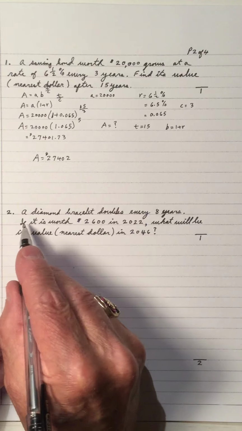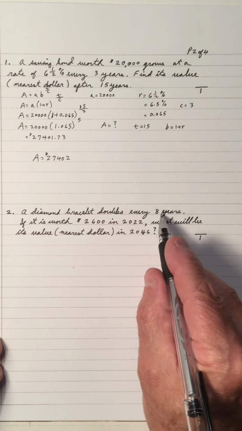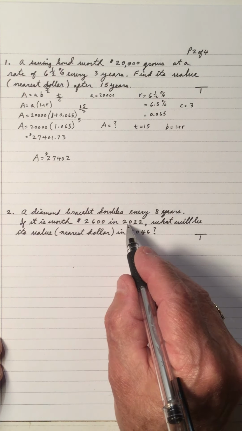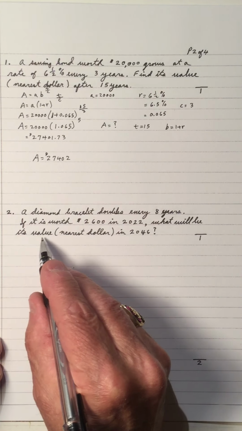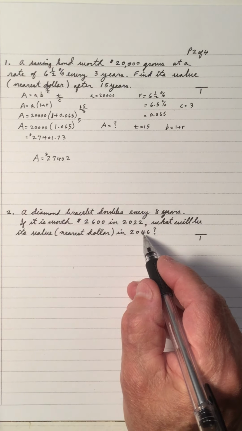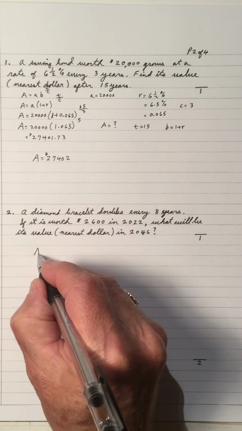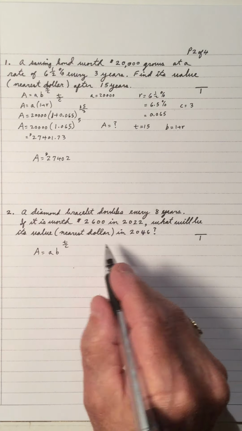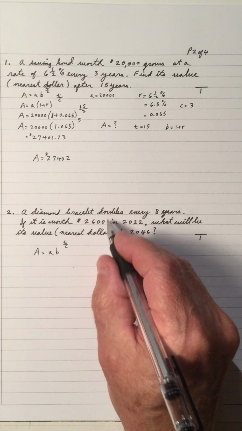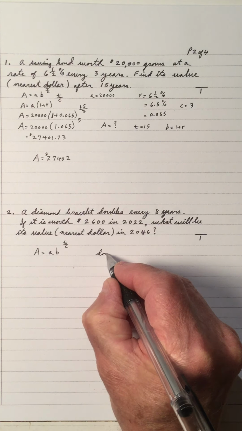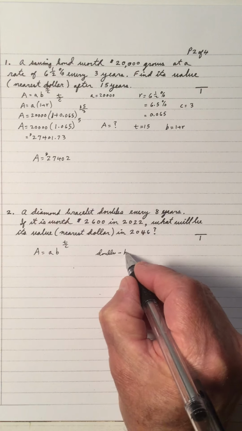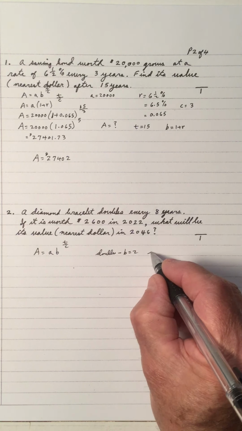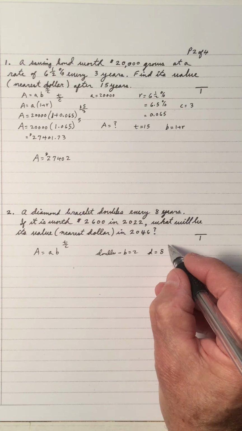Now let's do another one. A diamond bracelet doubles every 8 years. If it is worth $2,600 in 2022, what will its value to the nearest dollar be in 2046? So again, we have A equals A, B, T over C. It doubles, so notice we have the word doubles. Doubles means that the base is going to be 2, and every 8 years, so that's the doubling time of 8.